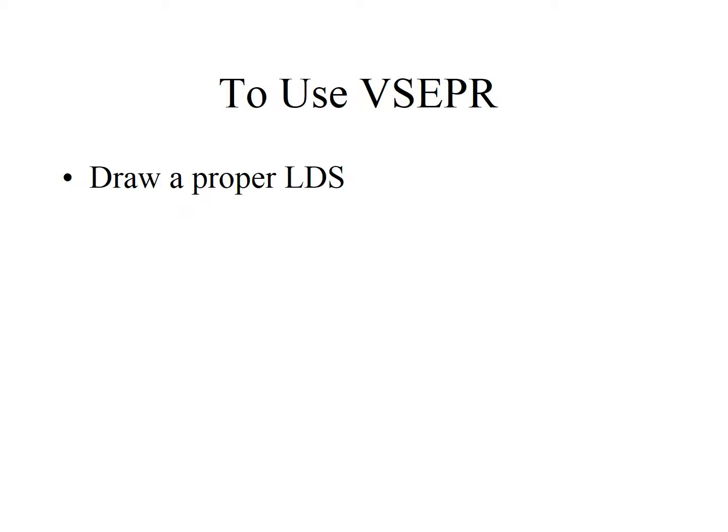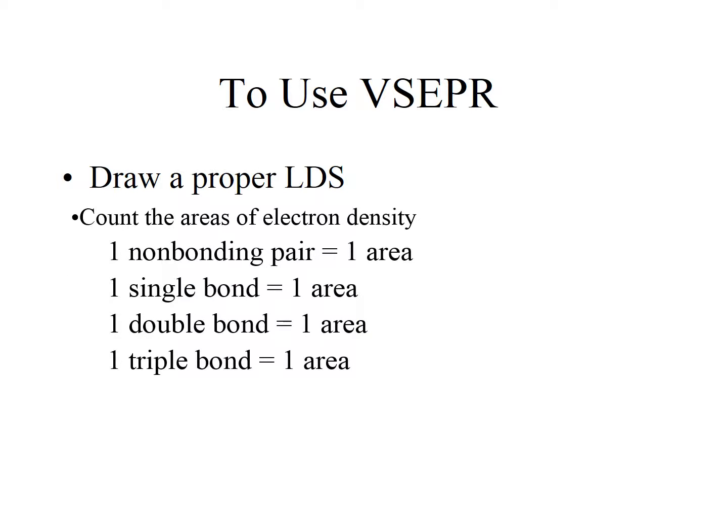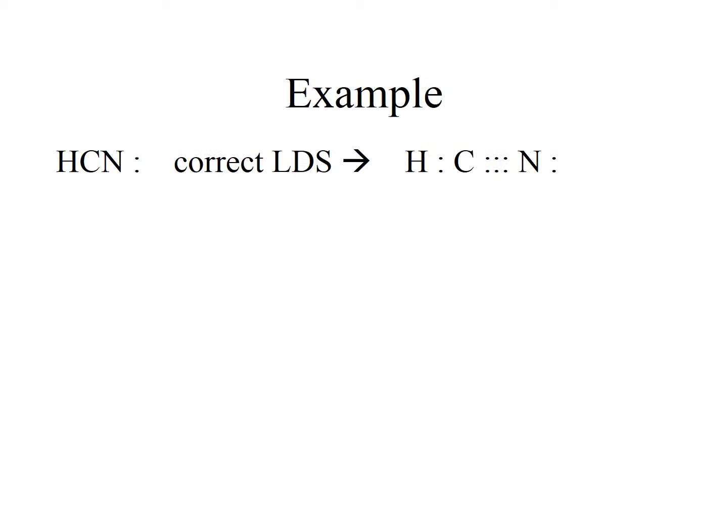First thing you have to do is draw a proper Lewis dot structure, which I'm assuming you know how to do. Next, you count the areas of electron density. One non-bonding pair is one area, and each of a single, double, or triple bond is all one area because they're all in one place. So a triple bond is not three areas, it's one area. And then a specific number of areas gives a specific shape.